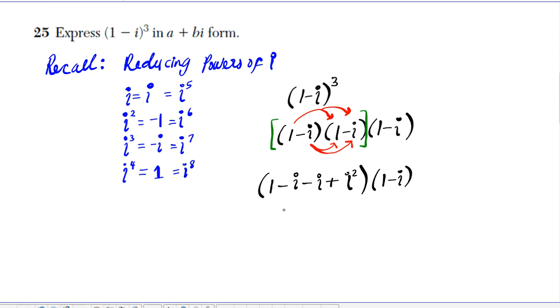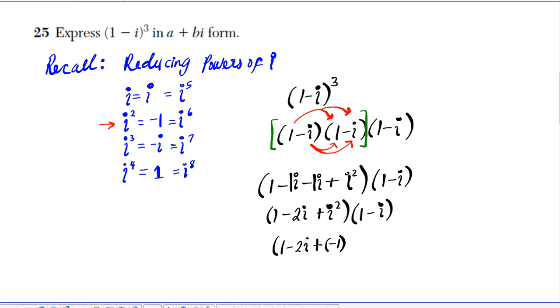Now let's reduce this. This reduces to 1 minus 1i minus 1i, which is going to be negative 2i, okay? Plus i squared times 1 minus i. Now, can we reduce this i squared right here? The answer is yes, because its power is greater than 1. So what is i squared? i squared is negative 1, okay? So we have 1 minus 2i plus i squared becomes negative 1. Okay, and then times 1 minus i.